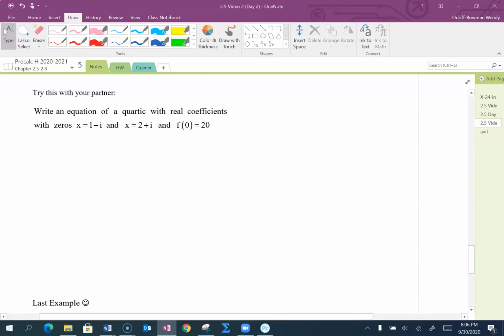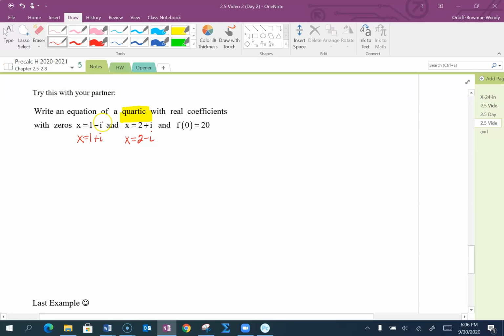Okay, so we're going to do a quartic, 4th degree. I know at a minimum it has to be a 4th degree because if x equals 1 minus i is a 0, then x equals 1 plus i is a 0. And we have this conjugate over there. So we have these 4 zeros.